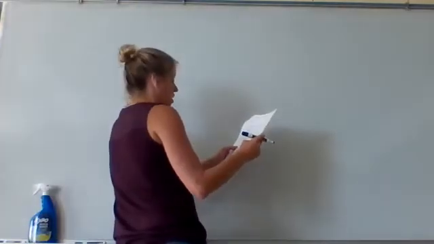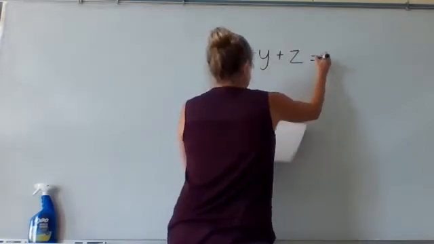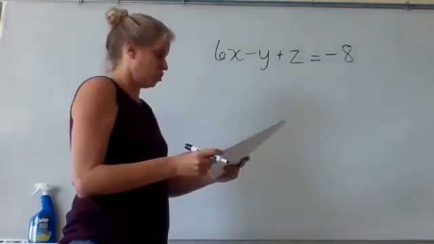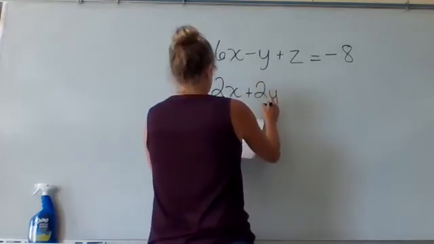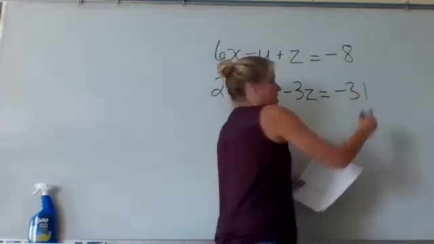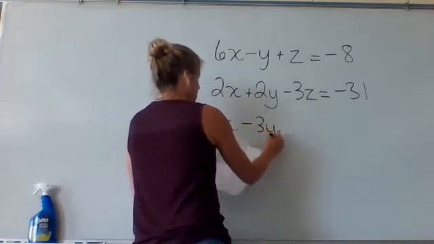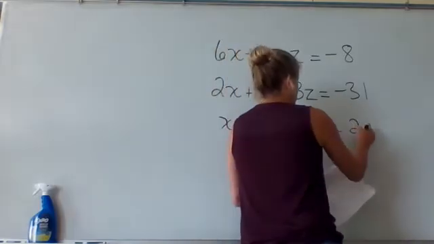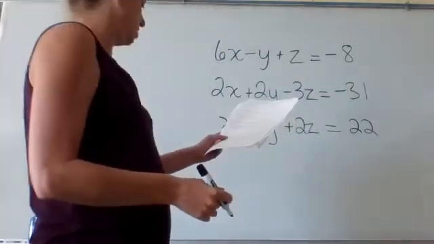6x minus y plus z equals -8. 2x plus 2y minus 3z equals -31. And then x minus 3y plus 2z equals 22. So make sure that you wrote it down right first. 6, 1, 1.